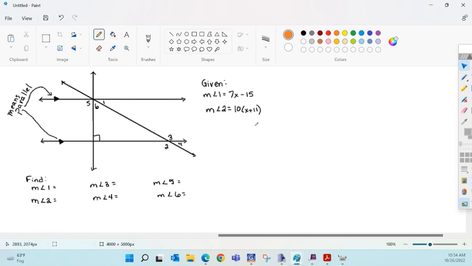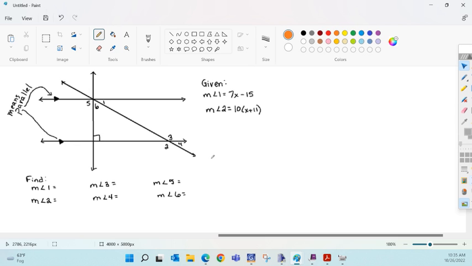Okay, so we know that angle 1 in this case is 7x minus 15. Our job is going to be to find x before we can find anything else. We know that angle 2 is 10 times x plus 11. Wait, which one is 90? Is it angle 6? No, this one right here, the unnamed one.